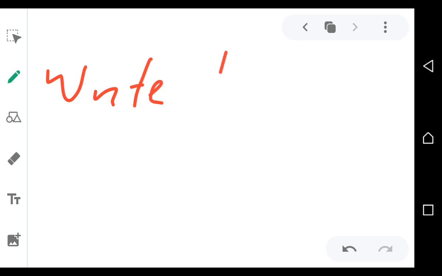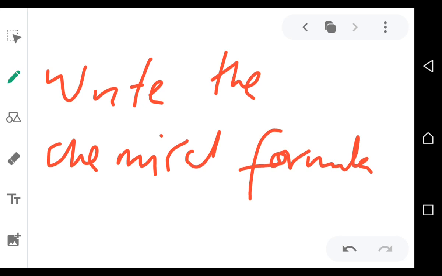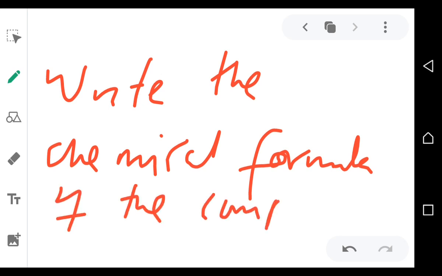write the chemical formula of the compounds below.